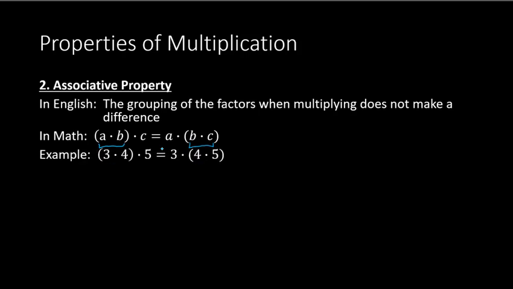With actual numbers, here we have 3 times 4 times 5. So notice on the left side over here, we have 3 times 4 grouped together in the parentheses. So it doesn't matter if we do that first to get 12 and then multiply by 5, which would give you 60, or if you group together the 4 and the 5, multiply that together first to get 20, and then 3 times 20 would also equal 60. So notice we have the same answer no matter which way we do it. So again, the associative property says the grouping of the factors does not make a difference.